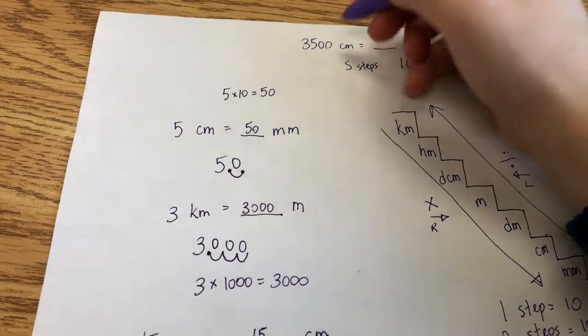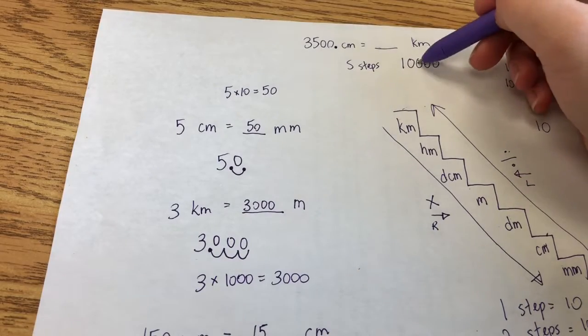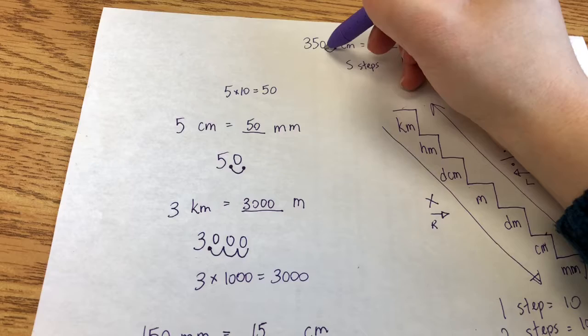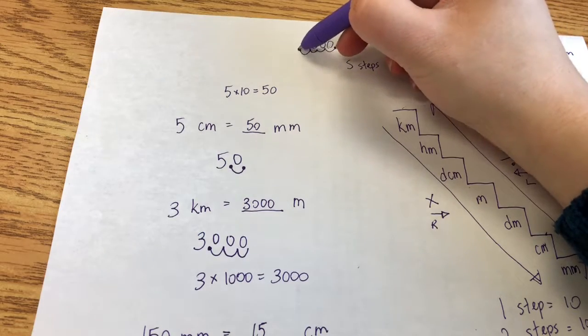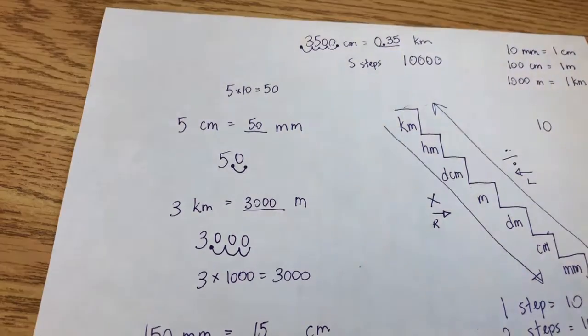So let's do our decimal slide. So there's our decimal here. And we've got 1, 2, 3, 4 zeros, so we're going to slide it 4 spots. 1, 2, 3, 4. And so our answer is 0.35 kilometers.